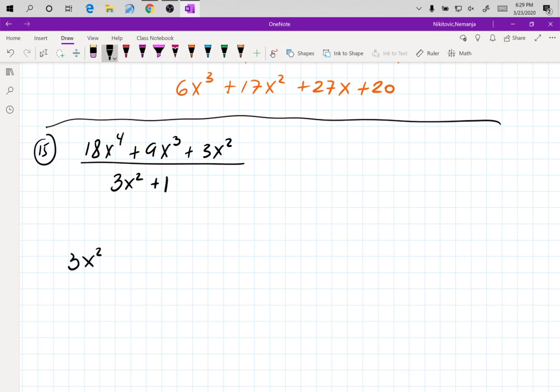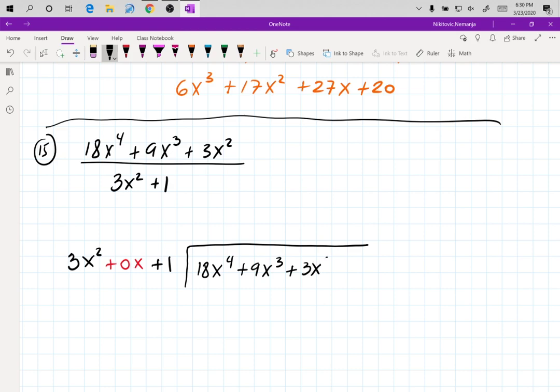3x squared, and here is a placeholder, plus 0x, and then plus 1. So this is still our polynomial that was in the denominator. That divides into 18x to the fourth plus 9x cubed plus 3x squared. If you really want to, you can add plus 0x plus 0, but they really don't matter at the end. And now it's the same procedure as before. How many times 3x squared goes into 18x to the fourth?